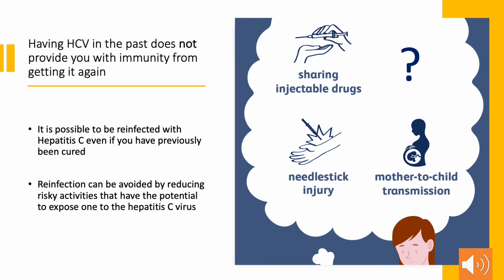It's also important to know that having hepatitis C in the past or being treated for it in the past does not provide you with immunity from getting it again. So it's possible to be cured of hepatitis C and then get reinfected. Because of that, it's important to continue to avoid activities that spread hepatitis C. For example, it's important to constantly use sterile syringes instead of sharing syringes. So one part of your job as a peer mentor will be to help participants engage in harm reduction to maintain their hepatitis C cure status.